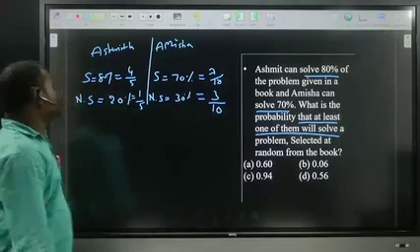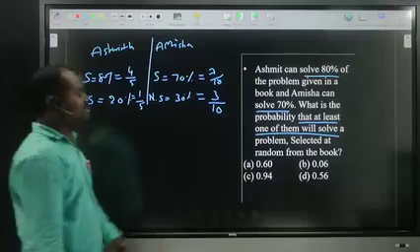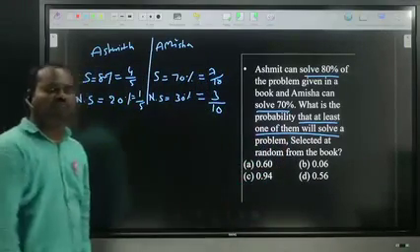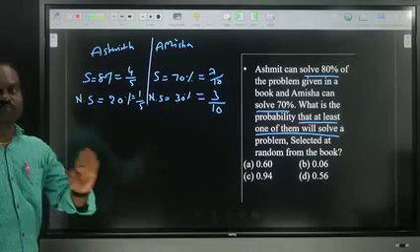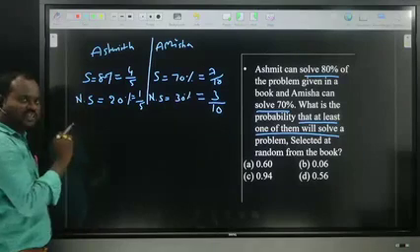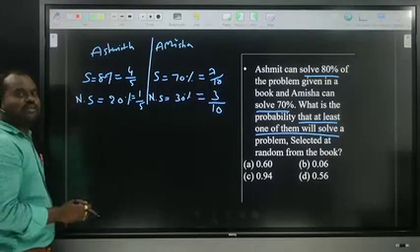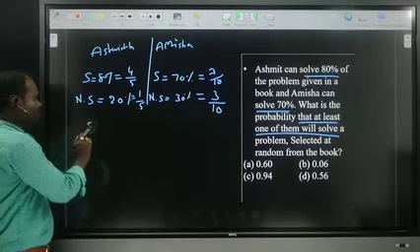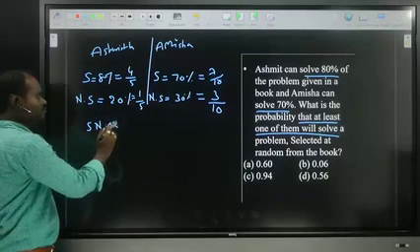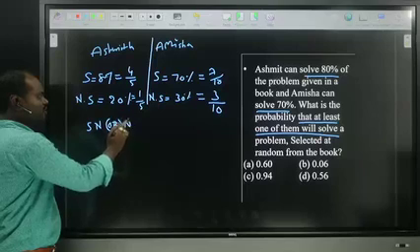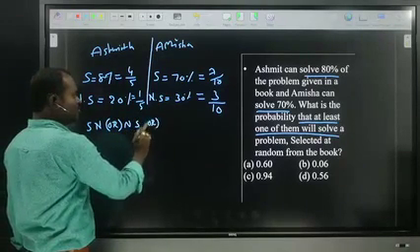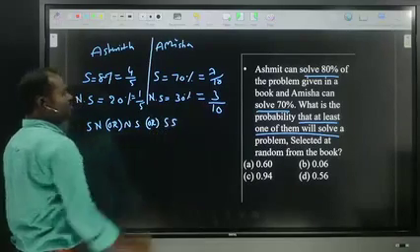Now solving, not solving. The question asks at least one of them will solve a problem. That means either Ashmit solves. If Ashmit solves, Amisha does not solve. That is one possibility. If the first person solves, the second person should not solve. Or if the first person does not solve, the second person should solve. Or both can solve.